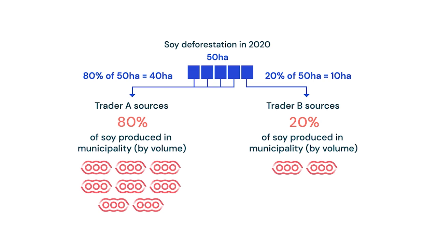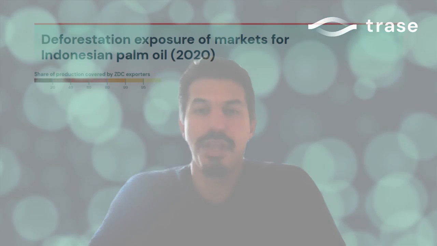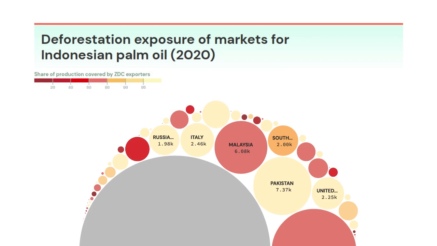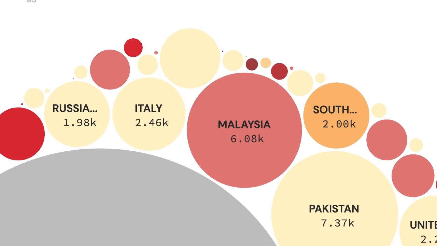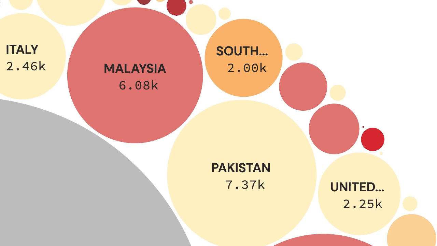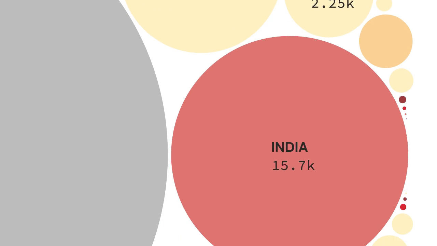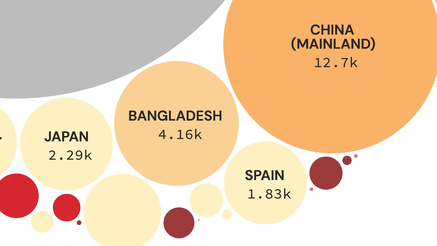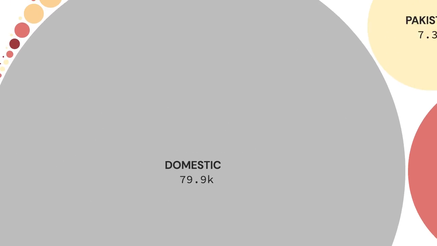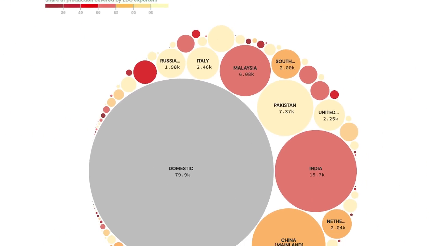We then apply this logic for all the municipalities, and we make a similar allocation for importing countries. Based on their sourcing patterns for a given year, we can calculate an importing country's exposure to deforestation in each region of production or a country of production as a whole. In some cases, we can also calculate the deforestation exposure for commodity production which supplies the domestic market.